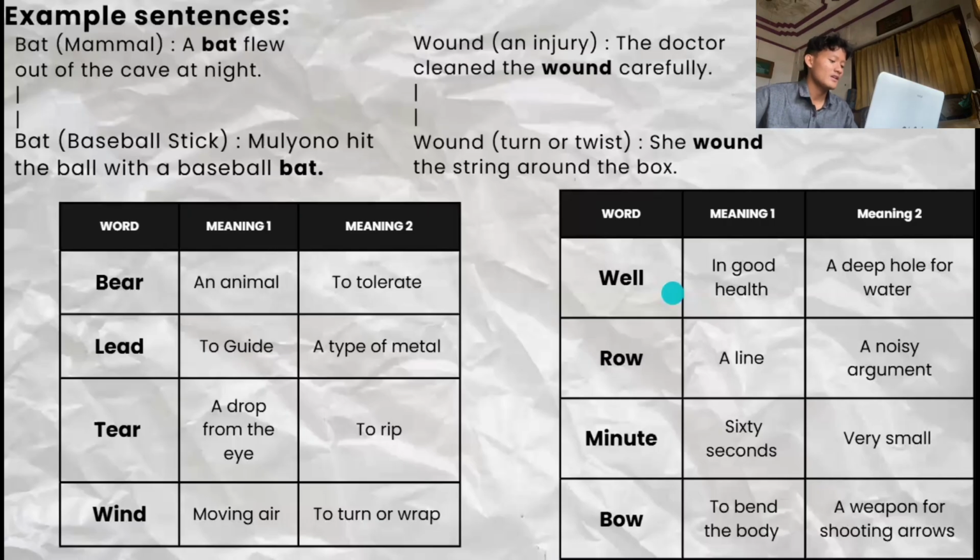Okay, from these examples, we can know that English learners cannot decide the meaning of a word only by looking at its spelling. They must understand the context of a sentence, and learning homographs is important because they often appear in books, articles, conversations, and even exams. If we only know one meaning of a word, we may misunderstand the whole sentence. Okay, next.